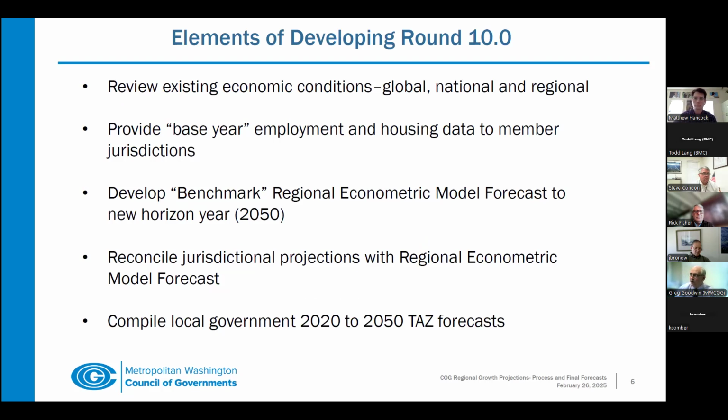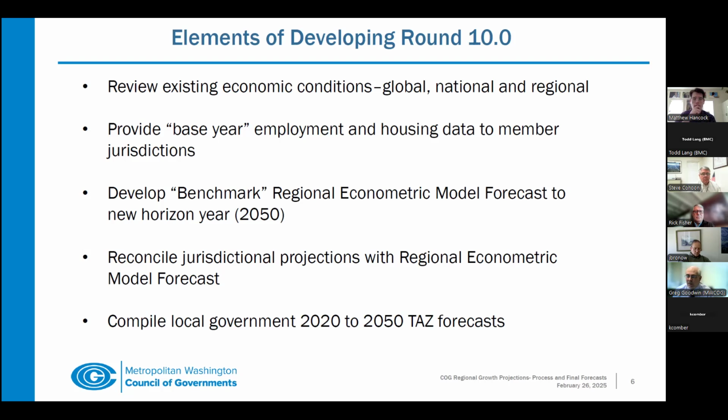So again, for developing round 10, we reviewed existing economic conditions. We were in the post pandemic period, so there was still a lot of uncertainty in the employment market at the time. For our region, we lost about 370,000 jobs between March of 2020 and April of 2020. So just right off the bat for 2020, even though it is our base year, we do have all this interference of the pandemic impact on our jobs.